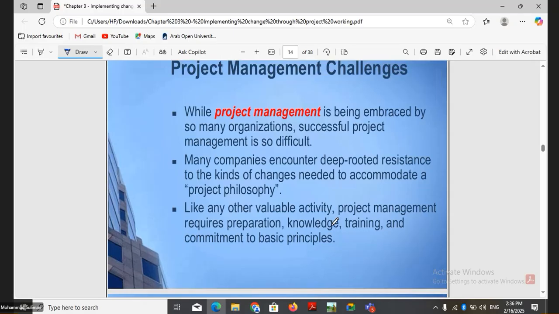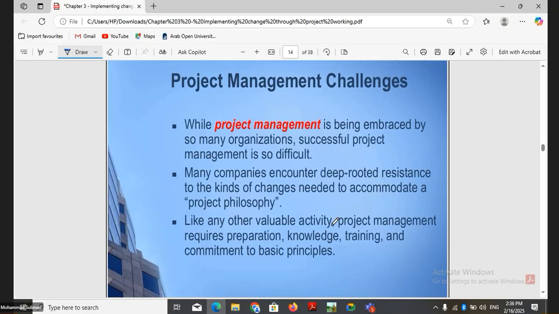The next is project management. While project management is embraced by so many organizations, successful project management is very difficult. So we have to understand the project and do the project management. Many companies encounter deep-rooted resistance to the kind of change needed to accommodate a project philosophy. Like any other valuable activities, project management requires preparation, knowledge, training, and commitment to the basic principles. So project management is not an easy job, right? It needs preparation, knowledge, training and commitment.